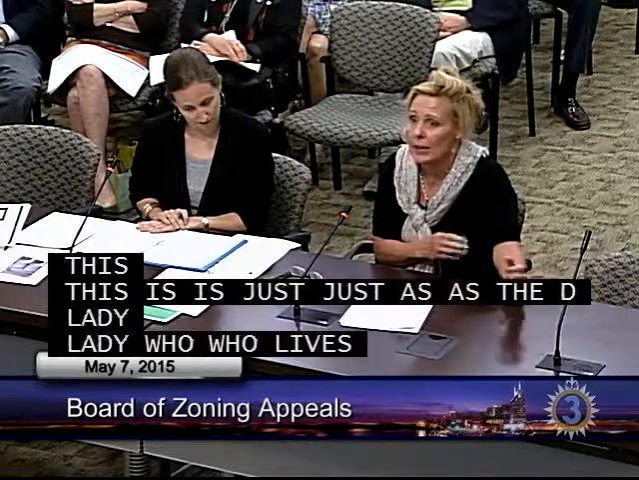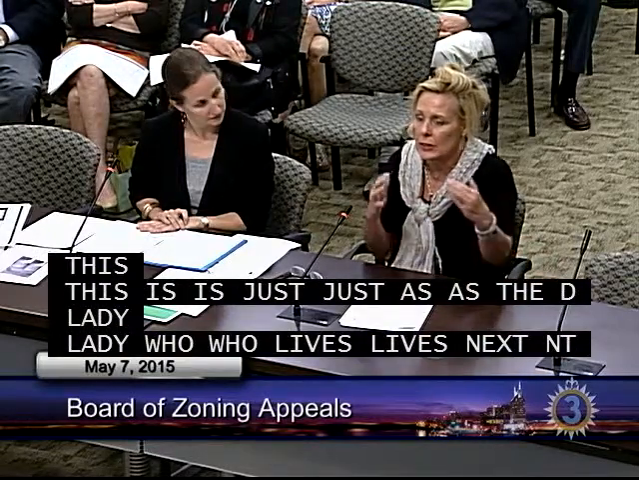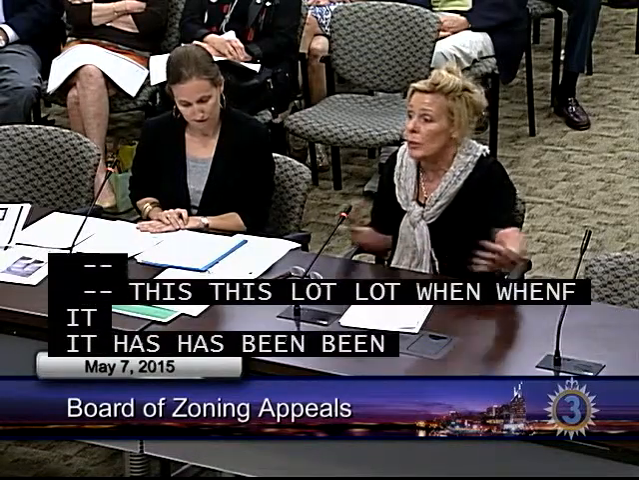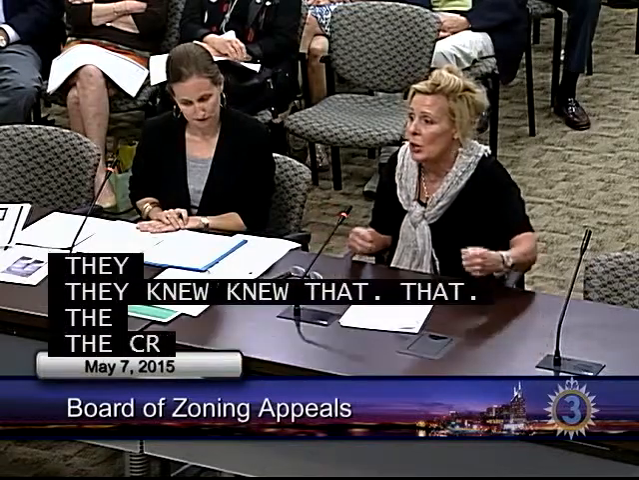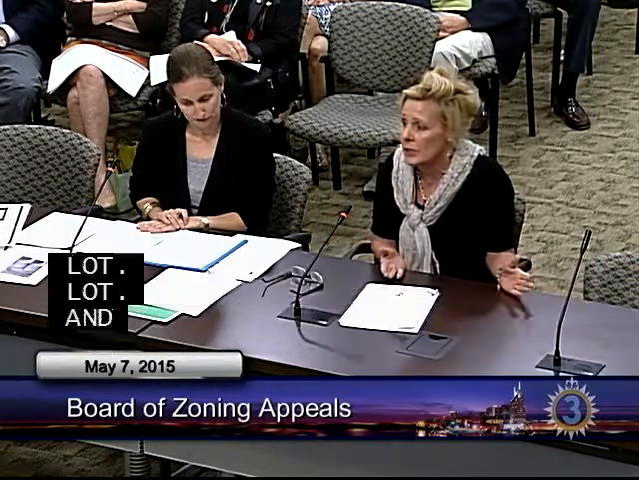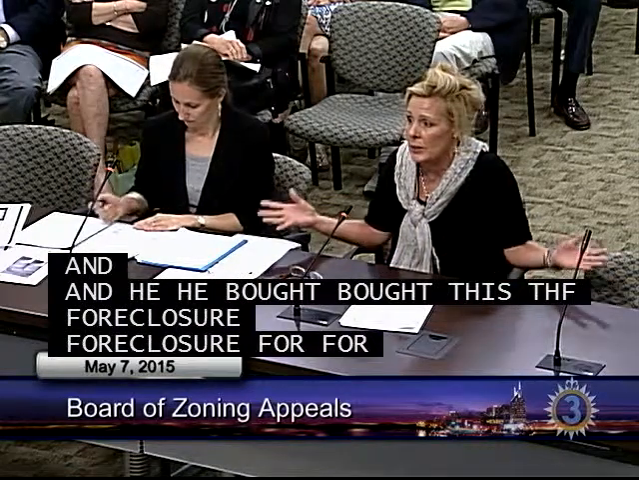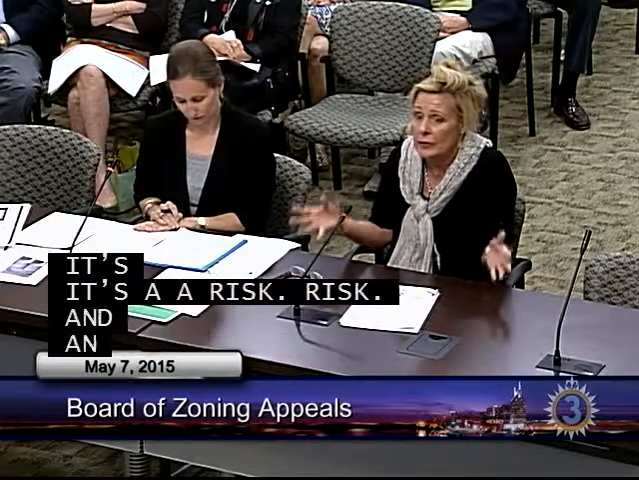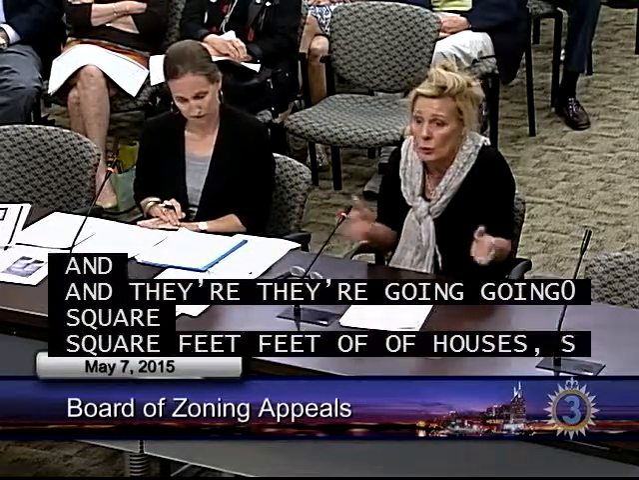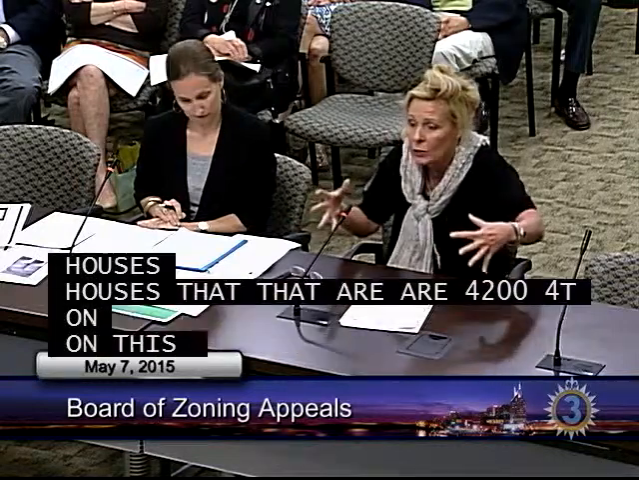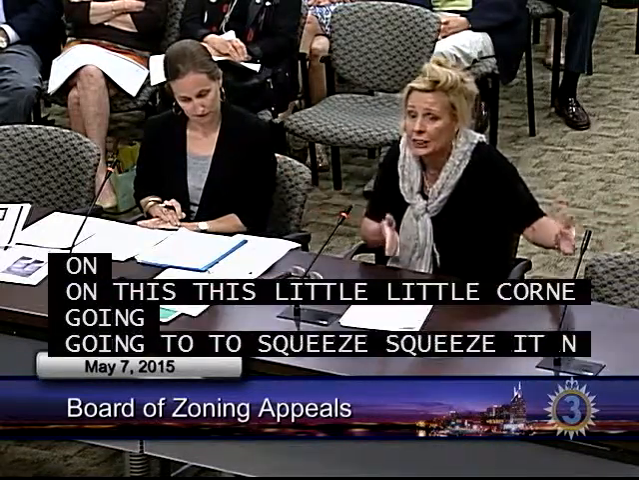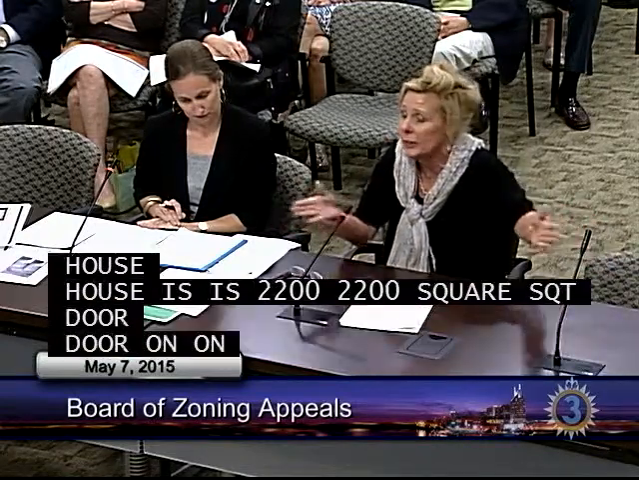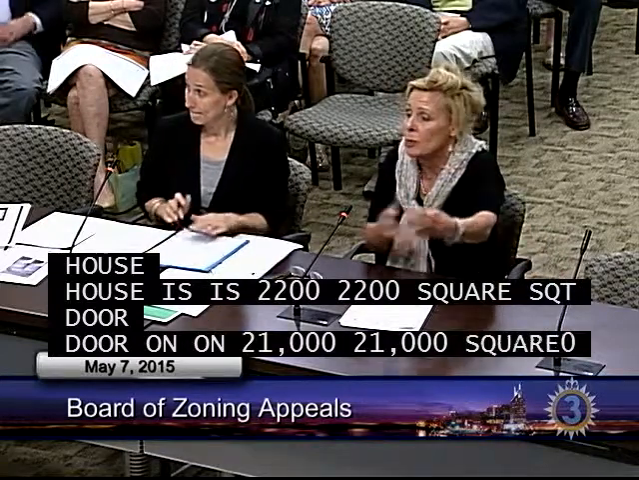When he says 50% of the lot has been compromised, well, they knew that. The creek takes up 50% of the lot, and he bought this out of foreclosure for $365,000 on this street. He knew it's a risk, and they're going to put 8,400 square feet of houses, two houses of 4,200 square feet each, on this little corner. They're going to squeeze it in there on this little street. My house is 2,200 square feet next door on 21,000 square feet of lot. I don't know how many square feet they have.